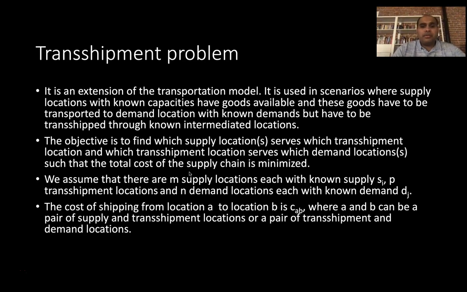Now the objective here is again to find which supply locations serve which transshipment locations, and which transshipment locations supply which demand locations, and how you can do all of this at minimum cost. We assume that we know everything about the supply locations and the demand locations, and we also know where the intermediate locations, the transshipment locations, are. So we know the cost of transporting from supply locations to transshipment locations, and the cost of transporting from the transshipment locations to the demand locations. We know all of these costs.